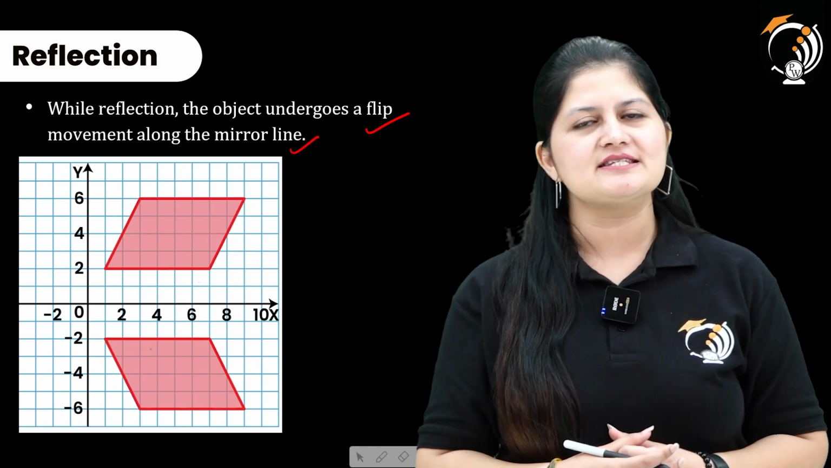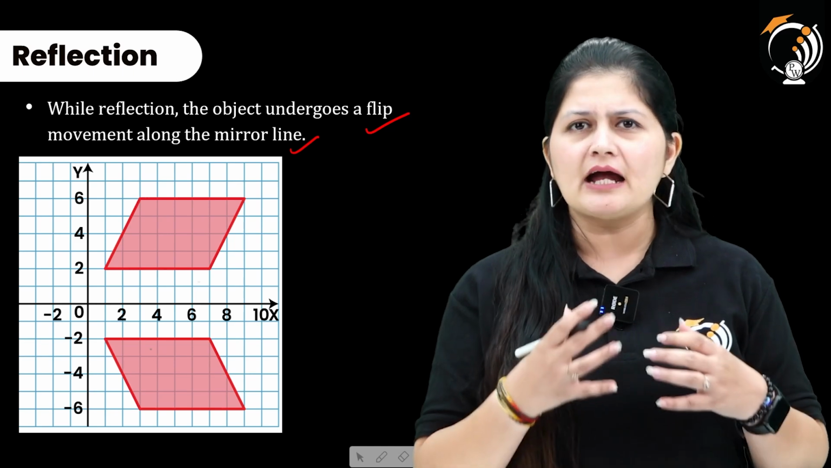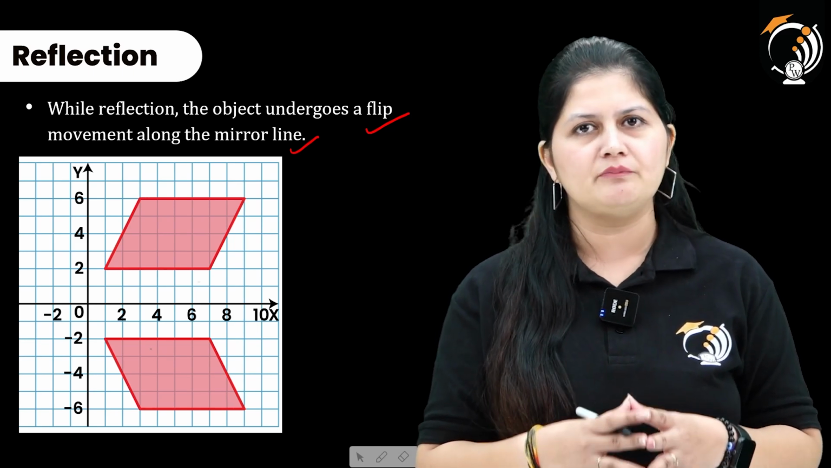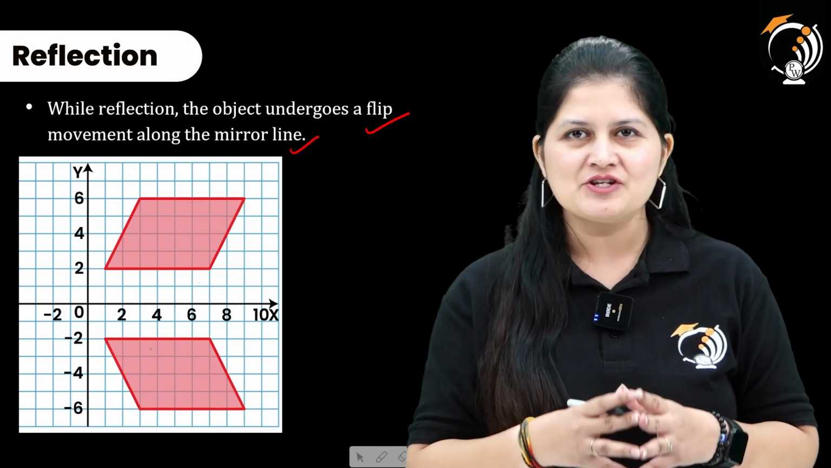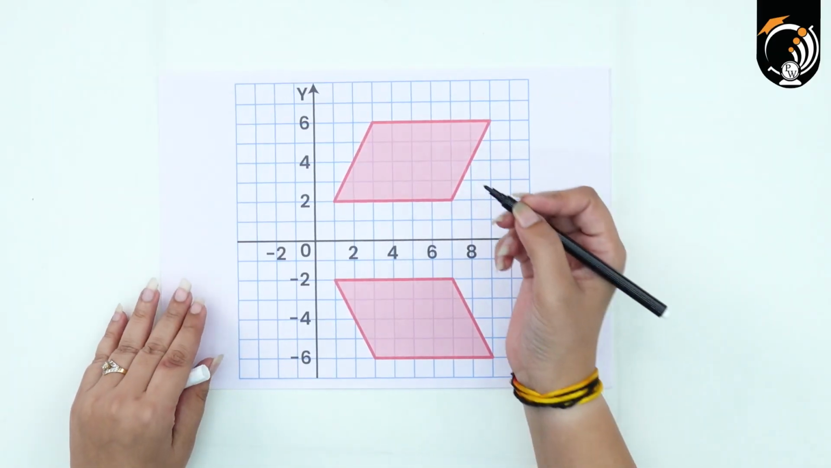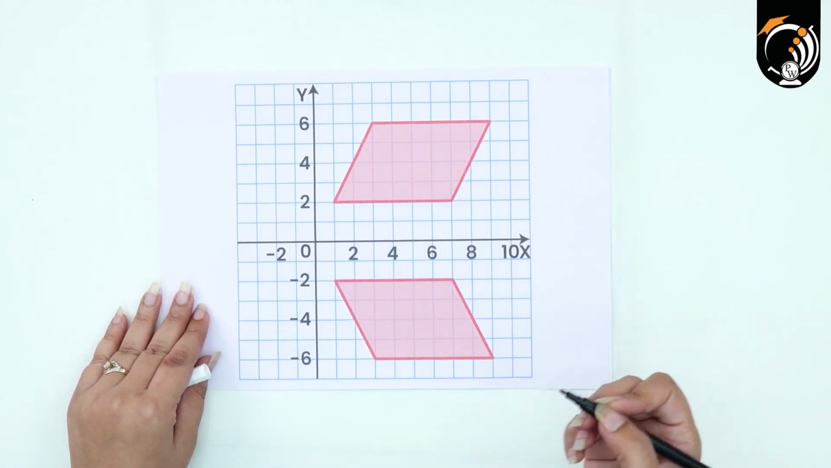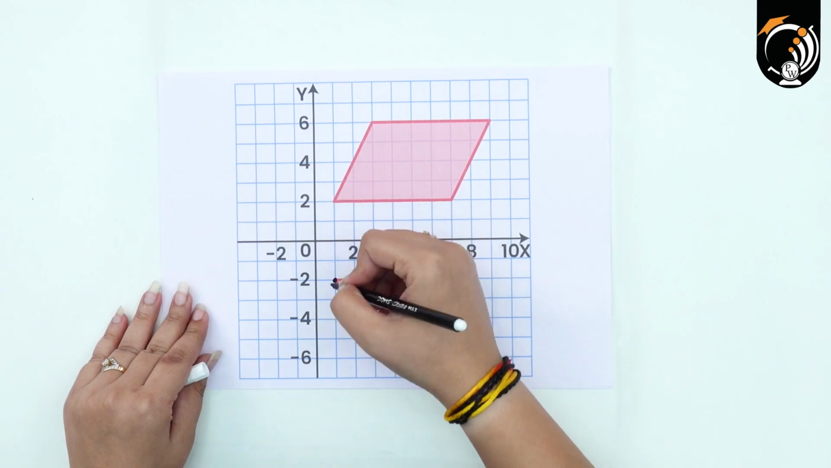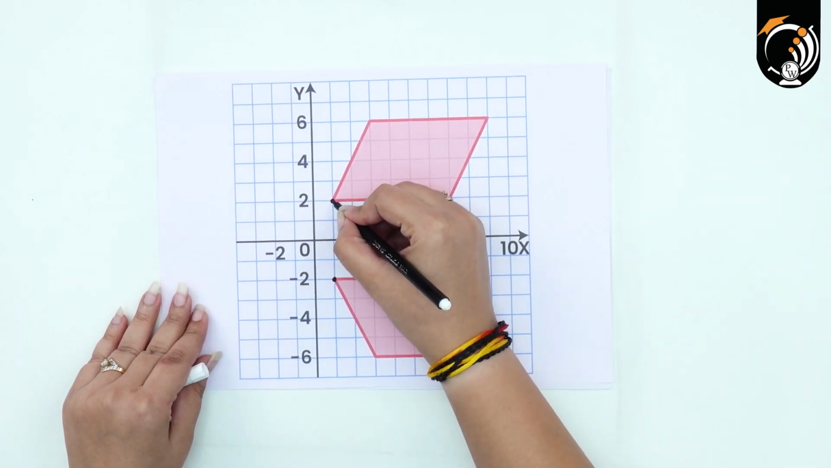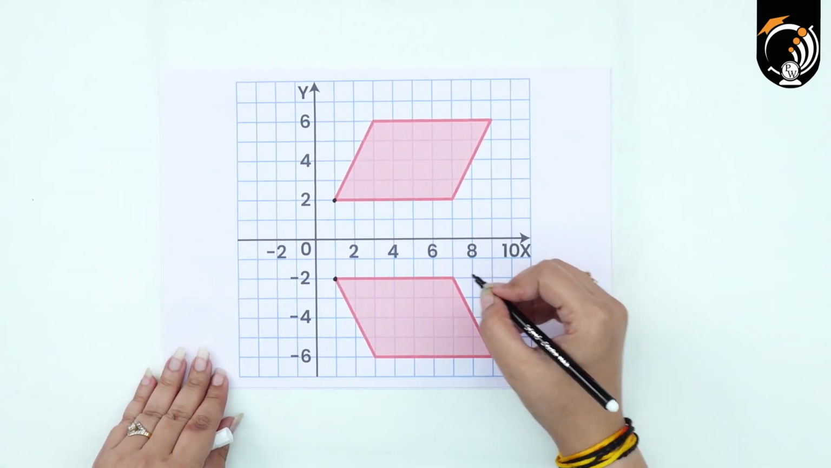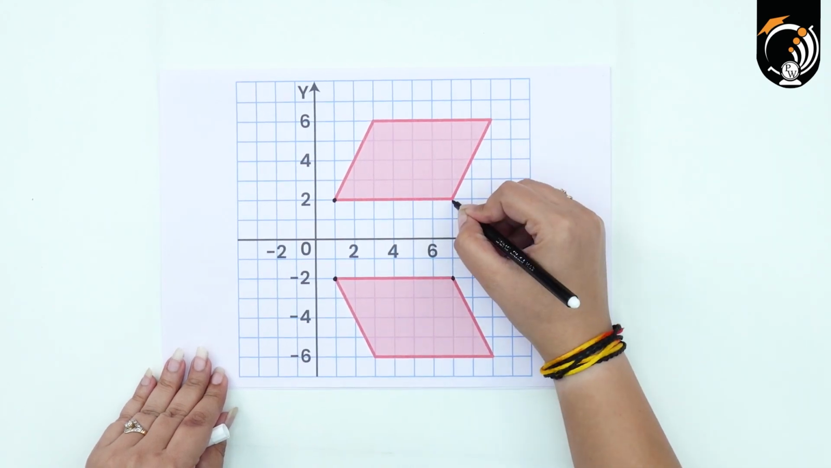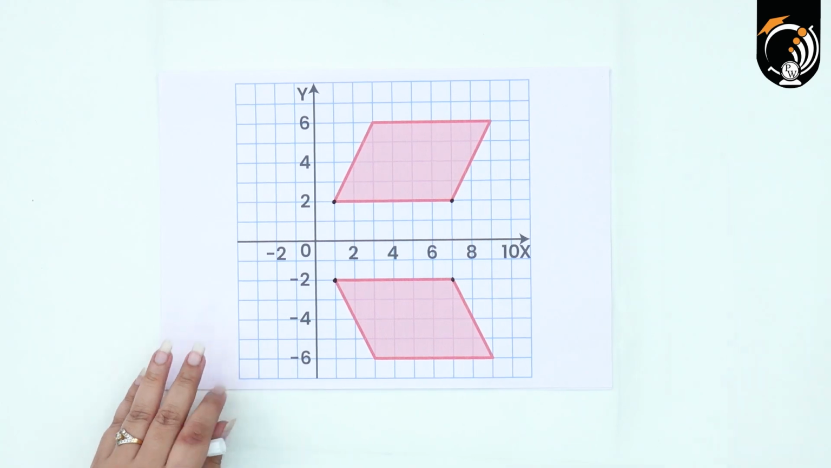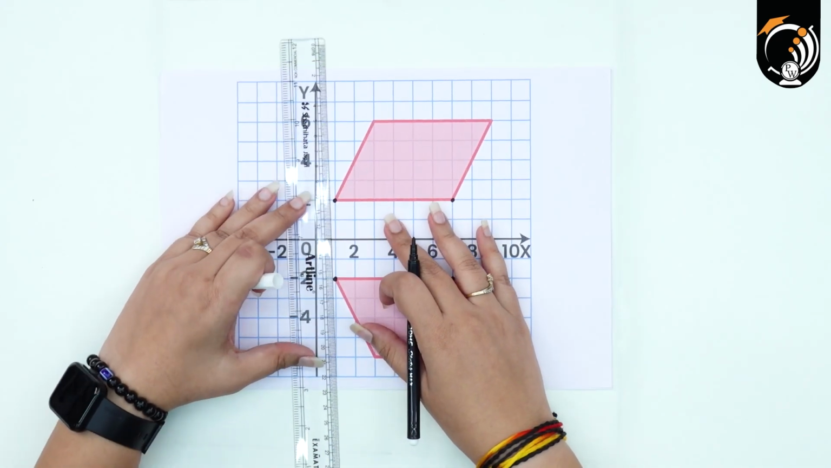Let's try to understand this with the help of an example: where is the mirror line in this given example and how are we able to find it? If we need to find the mirror line, we are going to join the corresponding points. Here, if I talk about this point, the corresponding point is this point, and further the corresponding point from this is this point, right? So we are simply going to join the corresponding points in order to get the mirror line here.